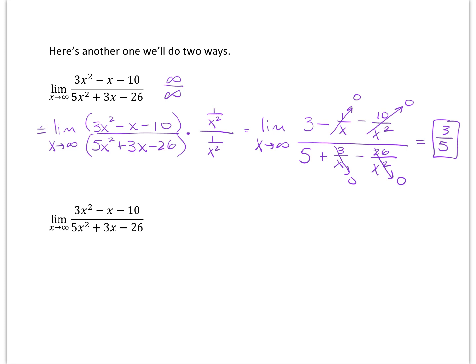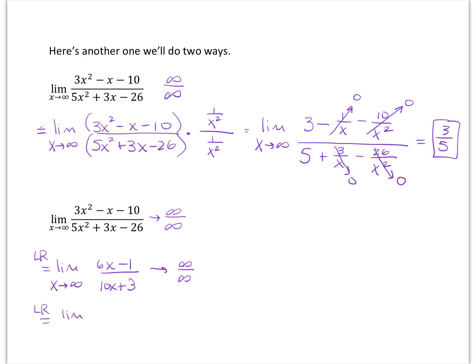Okay, but it turns out we can also use L'Hopital's rule in this situation. In an infinity over infinity situation, you can take the limit as x goes to infinity of the derivatives. Take the derivative of the top and the derivative of the bottom. So I have 6x minus 1 over 10x plus 3. That still goes to infinity over infinity, okay, which means I could do L'Hopital's rule again.